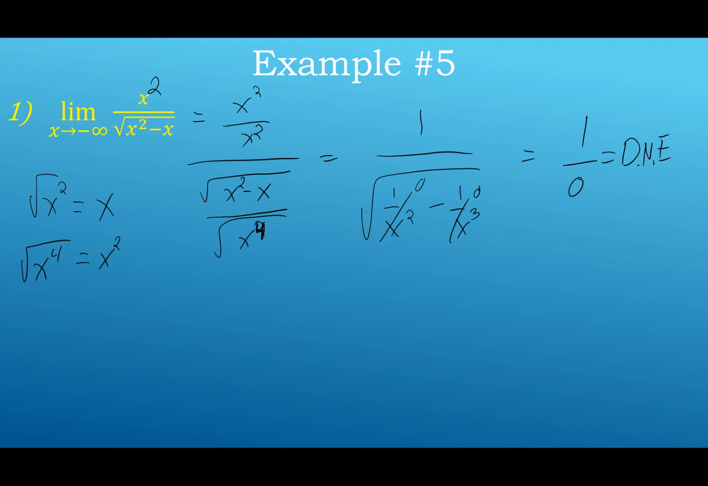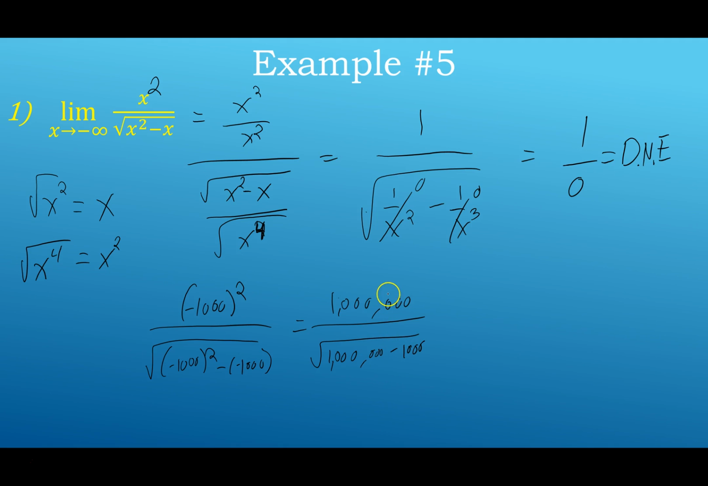So the key is, again, to plug in a really big negative number, like negative 1,000, and see what happens. So we get 1 million up top, divided by the square root of 1 million minus 1,000. Well, the key is this will be a positive number. Positive divided by positive is positive. So this is really a positive infinity answer. Okay? So that's how you deal with your different exponents. You've got to be careful when you're dealing with square roots.